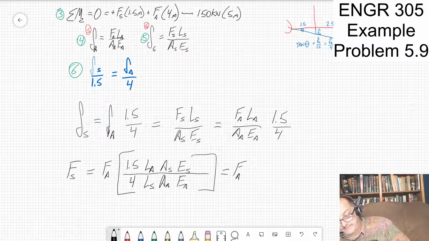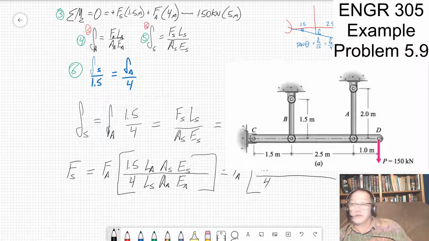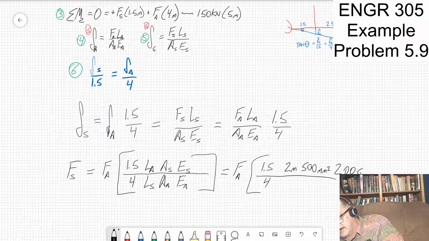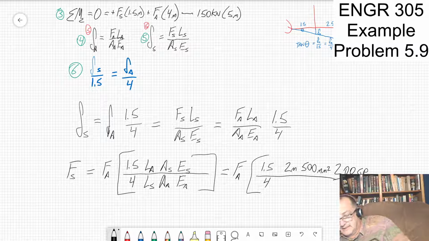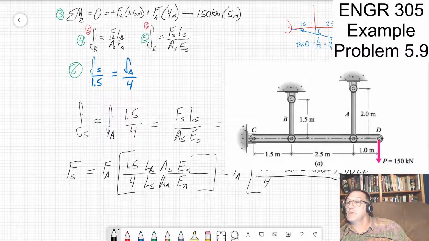Force of the aluminum times 1.5 over 4. The length of the aluminum, let's take a quick look at the picture. That would be 2. You saw that flash on there. The area of the steel was 500 millimeters squared, and I didn't like dealing with millimeters squared. But here's where it doesn't matter, because when I put in the area, the units are going to cancel right out. Young's modulus for the steel was 200 gigapascals. And now on the bottom, length of the steel, I think it was 1.5. It was 1.5.